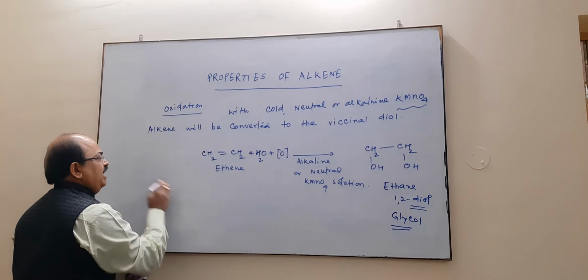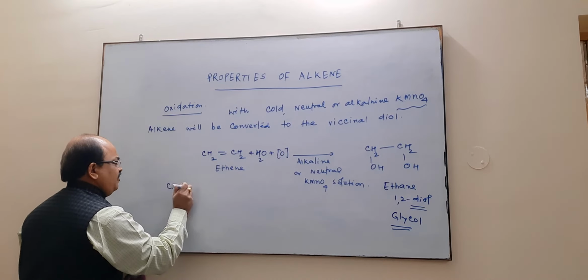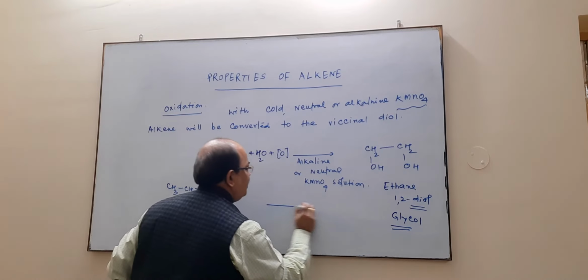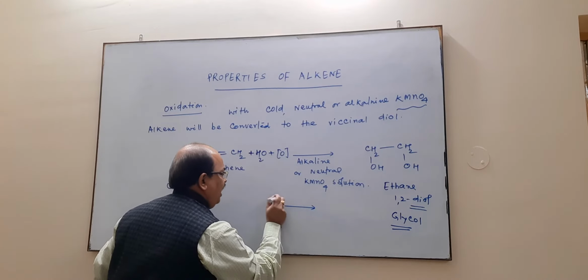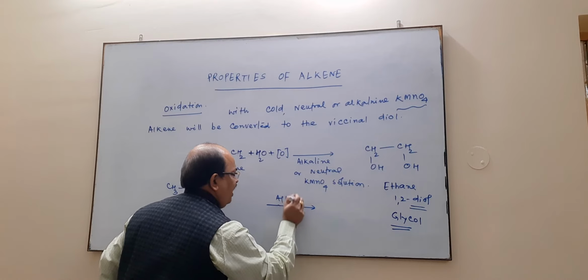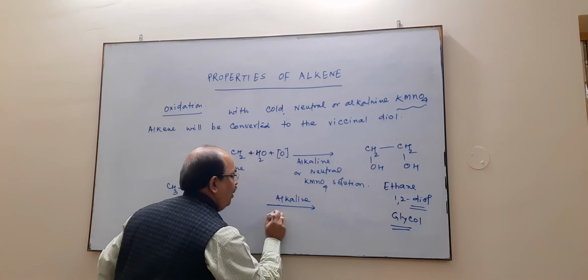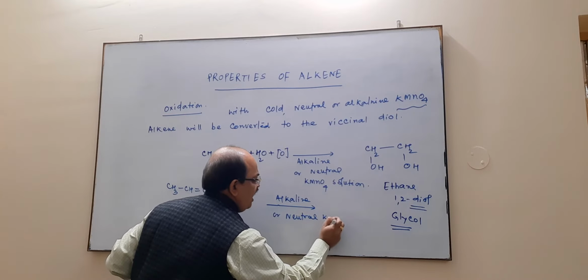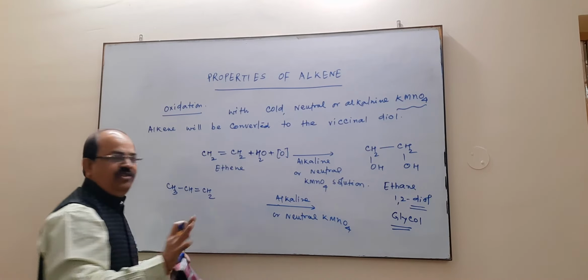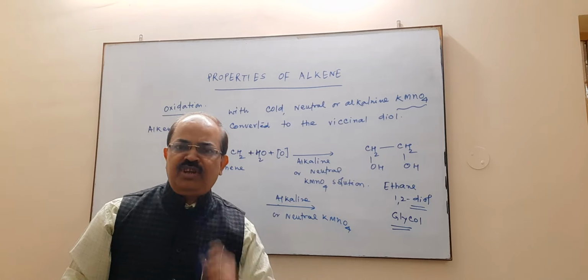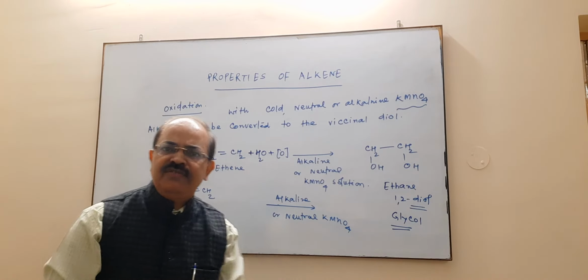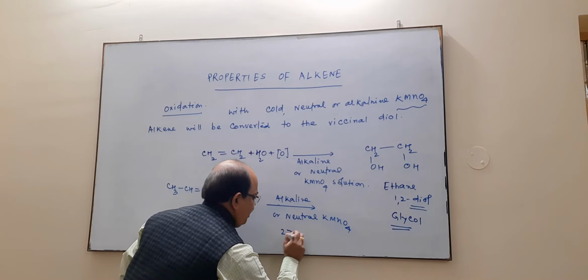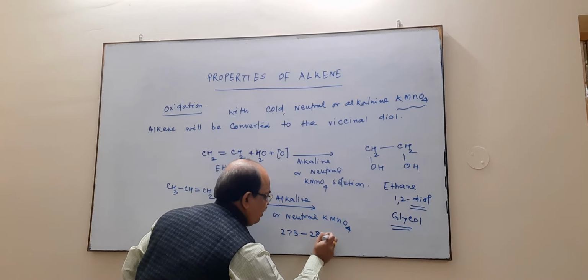If your alkene is propene such as CH3, CH double bond CH2, and then we use your alkaline or neutral KMnO4. Neutral KMnO4 in cold condition. Suppose your temperature is given and the temperature is suppose 273 to 283 Kelvin.